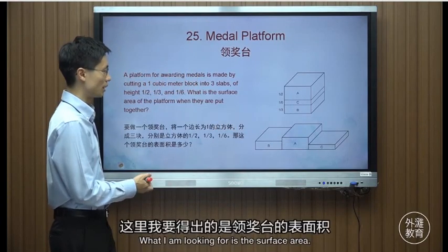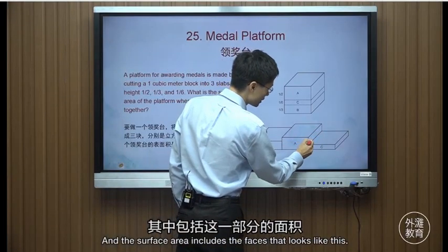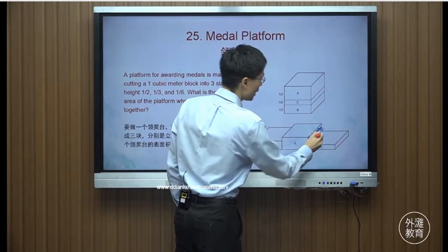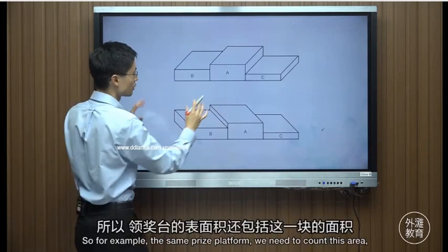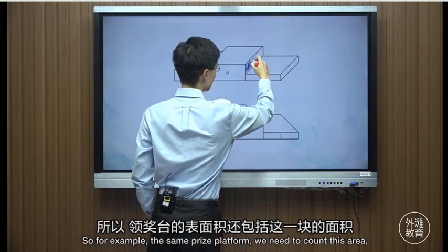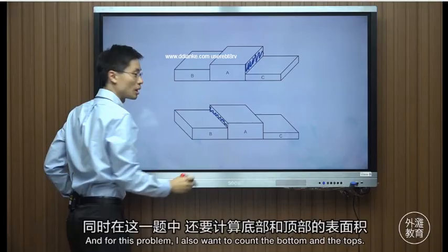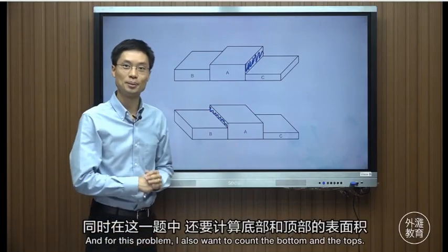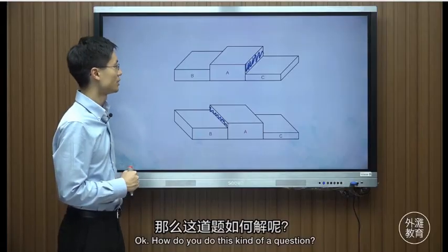What I'm looking for is the surface area, and the surface area includes the faces that look like this. And just to remind people, this has many different sides. So for example, the same prize platform, we need to count this area, and we also need to count this area. And for this problem, I also want to count the bottom and the tops. Okay, how do you do this kind of a question?